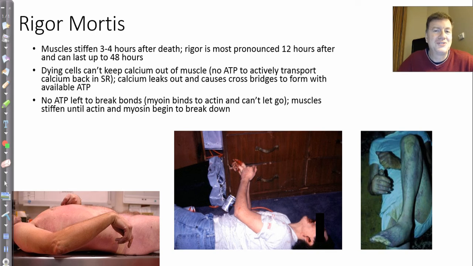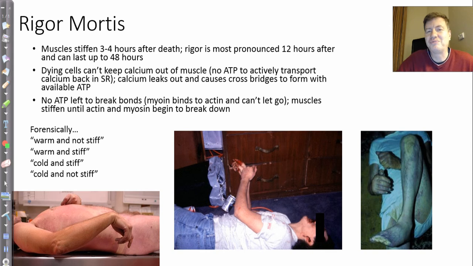I've done some forensic work, and you can look at somebody in several different ways. A body can be warm and not stiff. Why would a body be warm and not stiff? It's still going to be warm if the person has recently died, and not stiff because they've not entered rigor mortis yet. So in this case, the person's probably been dead less than 2 or 3 hours. They're still warm and they're not stiff.